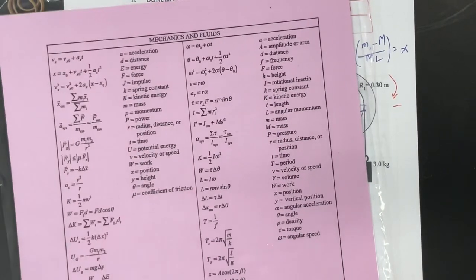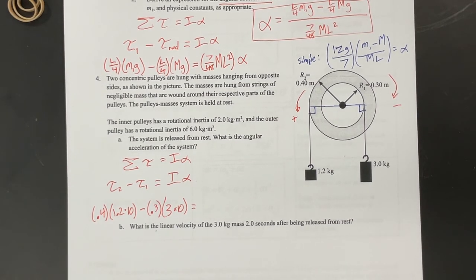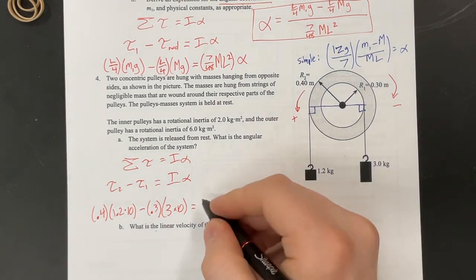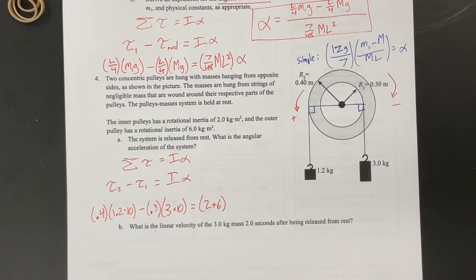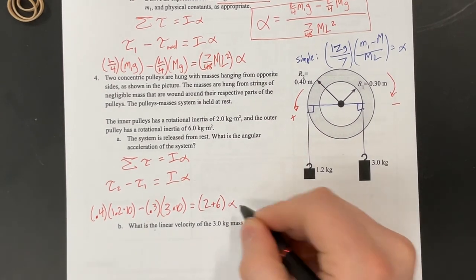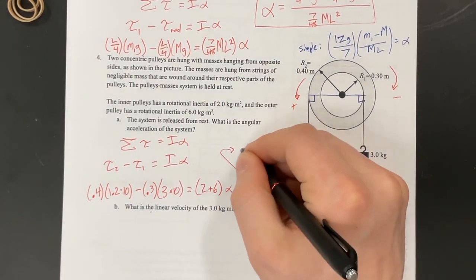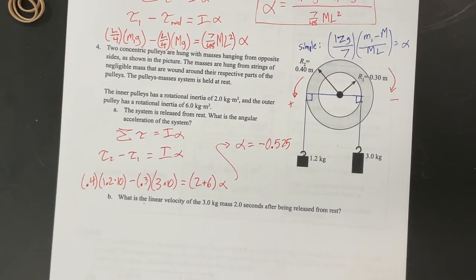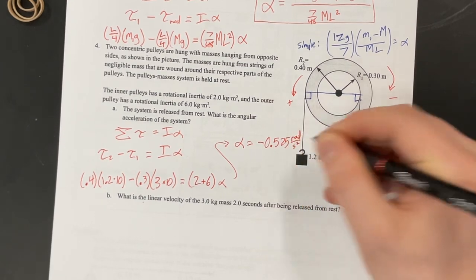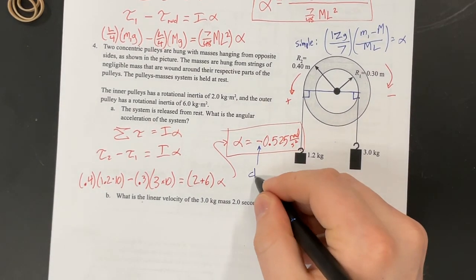Well, if you look closely at our equation sheet, they tell you it's I, rotational inertia of the system. In this problem, you're given the rotational inertia of each pulley one at a time. Just means we have to add them together, 2 and 6, because both are rotating. I alpha. And if you solve through for this, your calculator should spit out negative 0.525 alpha, so units, radians per second squared. Remind me again, what does this negative sign mean? Clockwise.